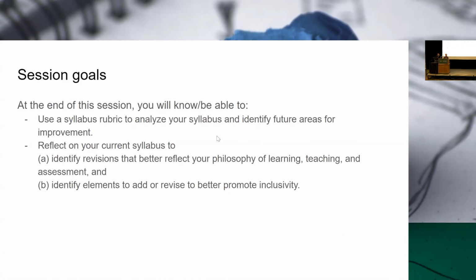All right, so today we are going to introduce you to a syllabus rubric. This is a published resource, and we have this resource available for you as well in just a second. So we're going to use that rubric to begin analyzing our syllabus to identify areas that we might improve, starting as early as the fall semester, perhaps. And then reflect on your current syllabus to identify revisions that reflect you and your philosophy of learning and teaching, and identify elements that you might add or revise to promote better inclusivity.